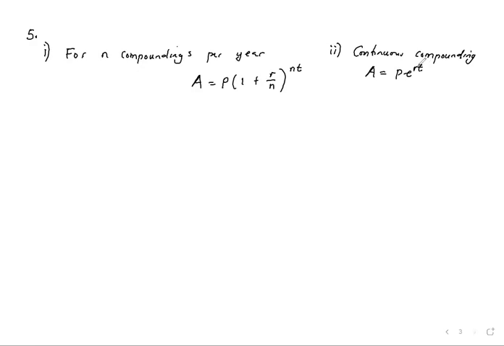Then there's a question. A bank offers 2 types of interest-bearing accounts. The first account pays 5% interest compounded quarterly. So when they say quarterly, you're talking of 1 over 4 by 12.